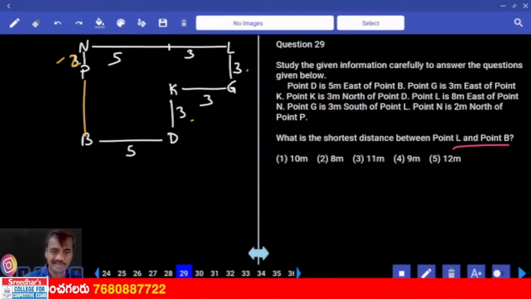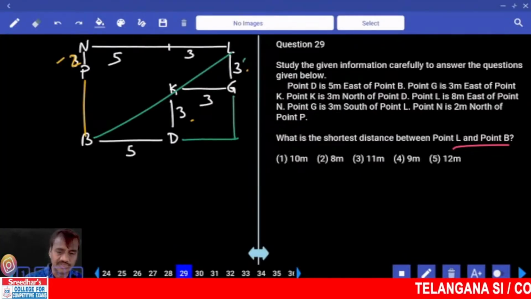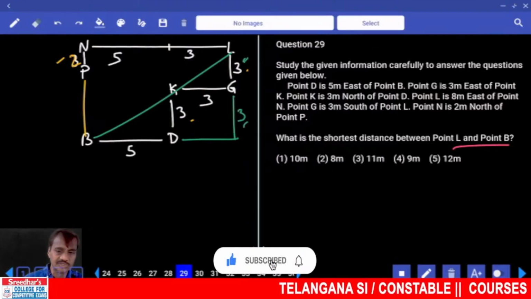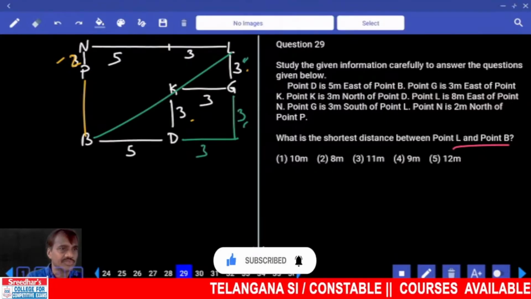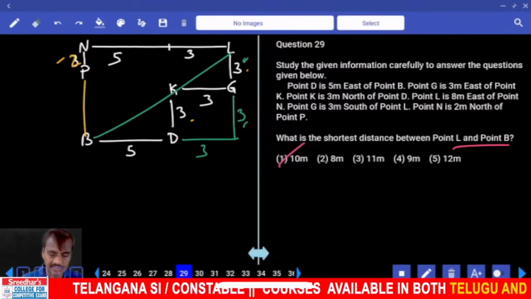Then the shortest distance between L and B. Now we need to find the shortest distance between L and B, that means from here. Here to here, if you observe, this is 3, and 3 more. Now 3 plus 3 is how much? 6. Now this is 3, 5 plus 3, 8. 6 squared plus 8 squared gives 10 meters, choice 1. Question number 29.